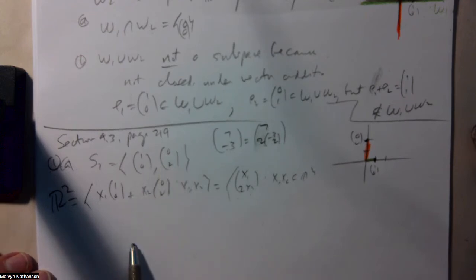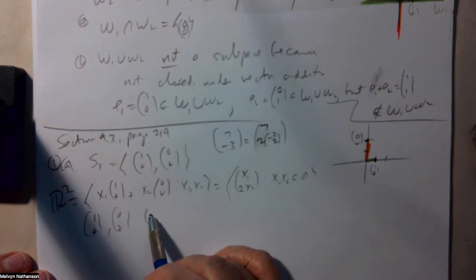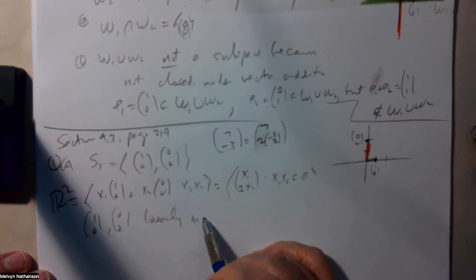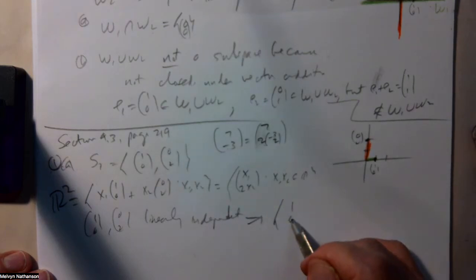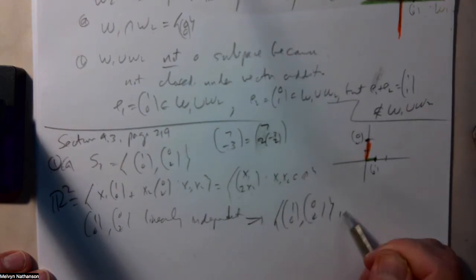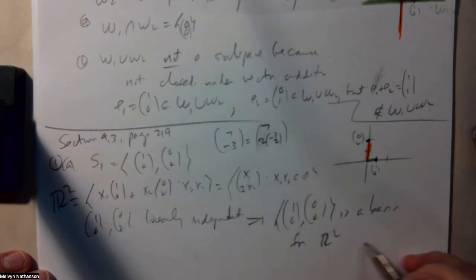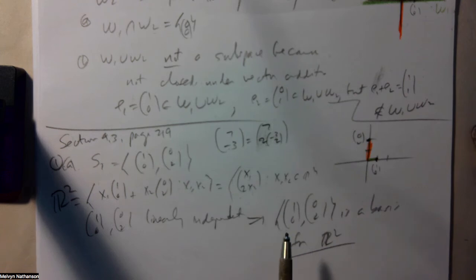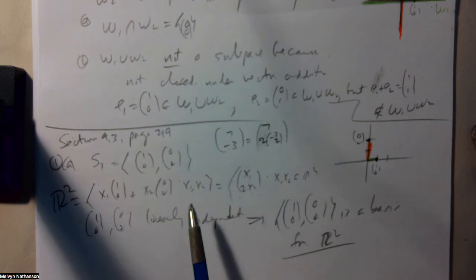So these two vectors generate R2, and it's also the case that 1, 0 and 0, 2 are linearly independent. So the set 1, 0, 0, 2 is a basis for R2. A basis for a vector space is a linearly independent set of vectors that generates the space. These two vectors are linearly independent and they generate R2. So this is the basis.